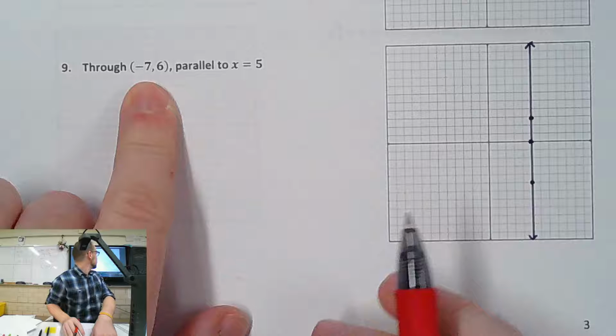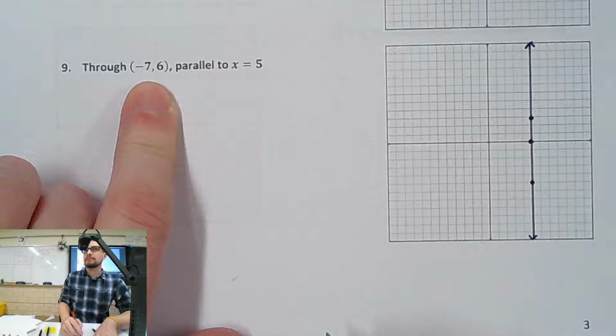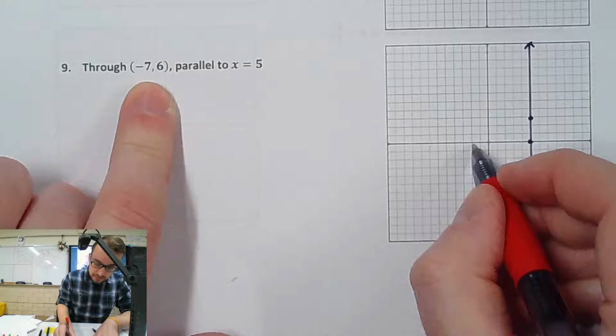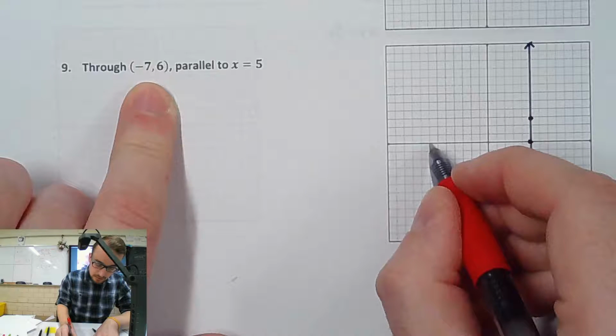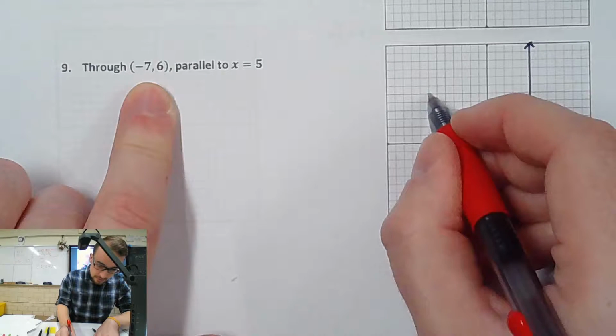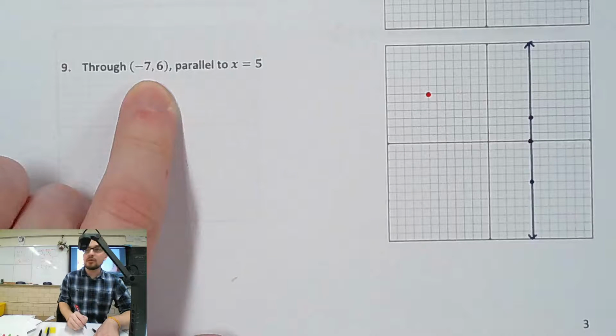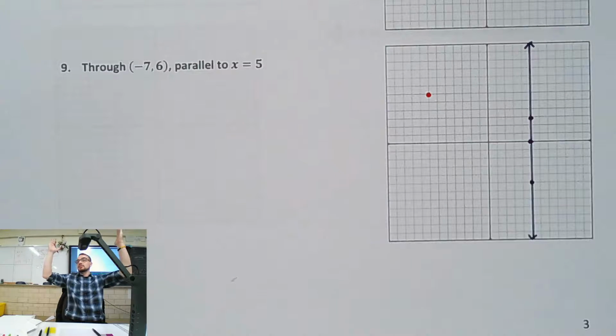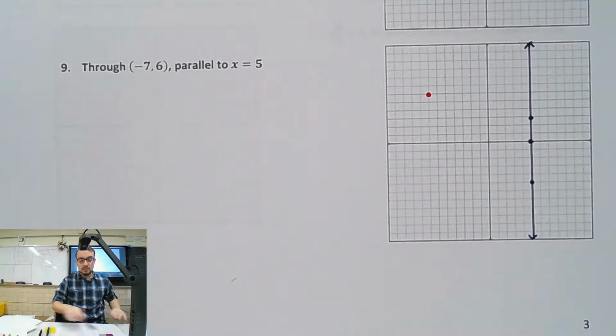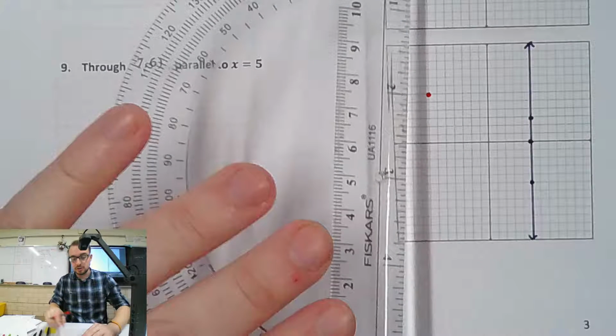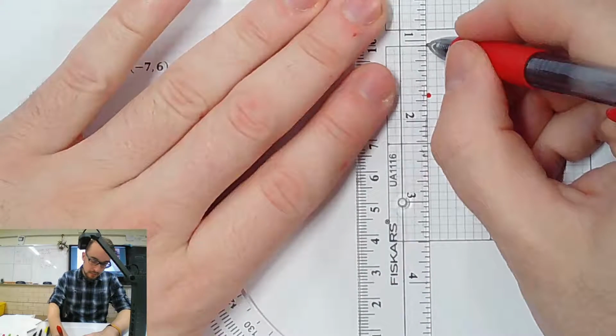Isn't that what they say? So here's -7, 6. There's -7, comma 6. 1, 2, 3, 4, 5, 6. So it has to be vertical and it has to go through that point, right? Because that's what parallel means. They never intersect. So I'm going to draw that. And then from that drawing, I'm going to figure out what the equation has to be.